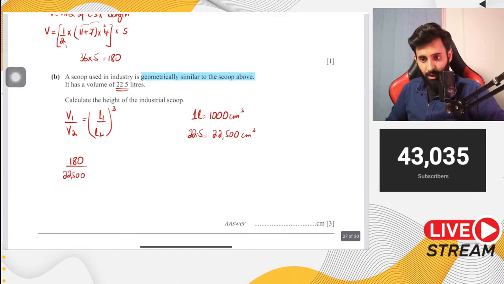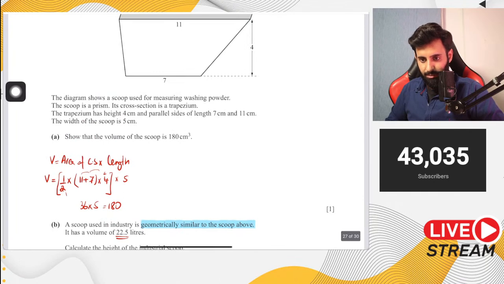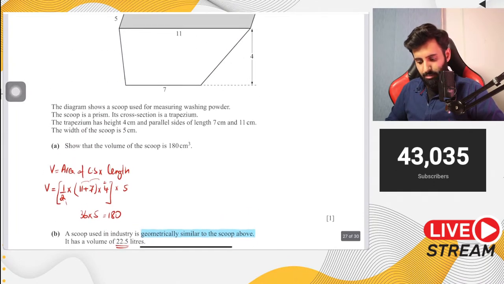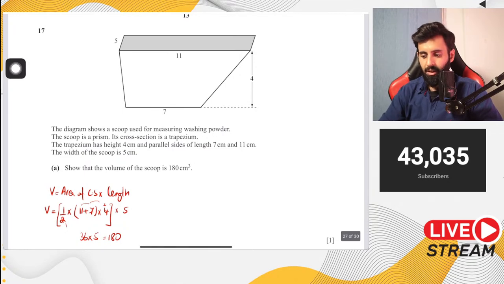Why is trapezium the cross section area? That's because it says so: its cross section is a trapezium. And why not take the length of the trapezium? That's because it says so. The trapezium has height 4 centimeters, and 5, that you're looking at, is basically the length of the prism.